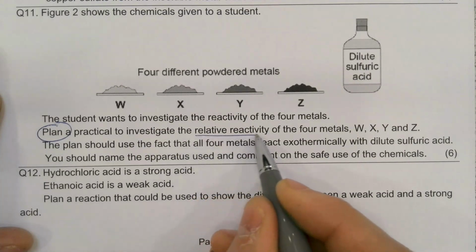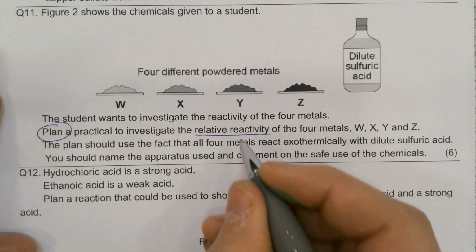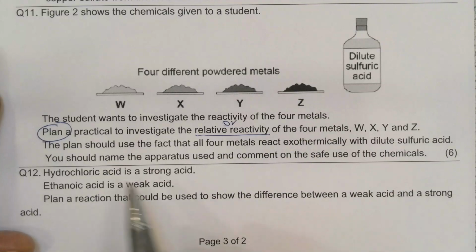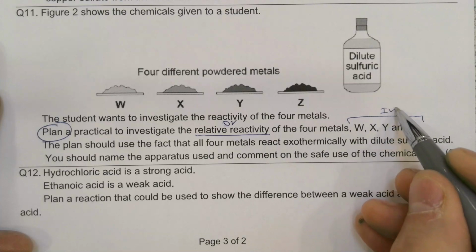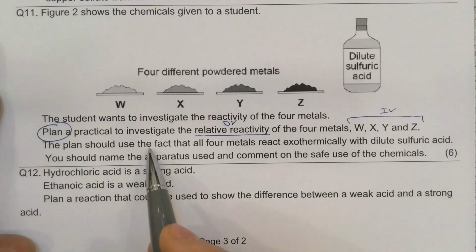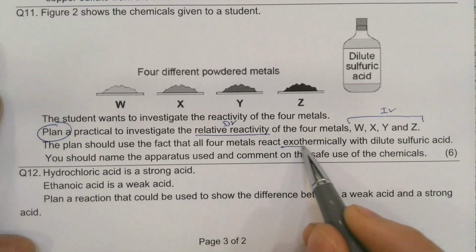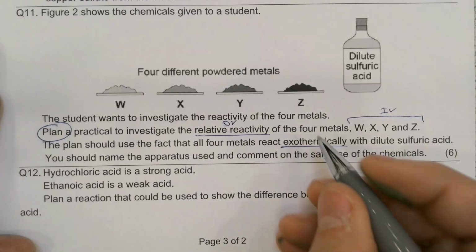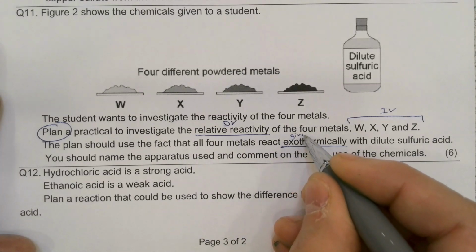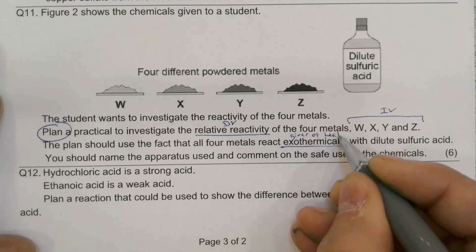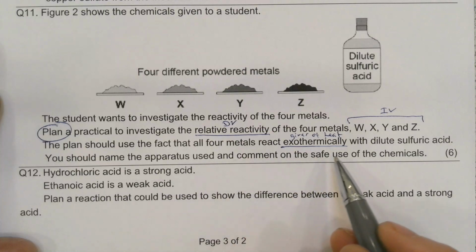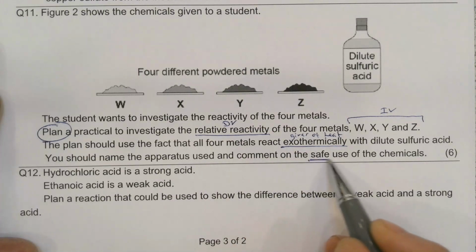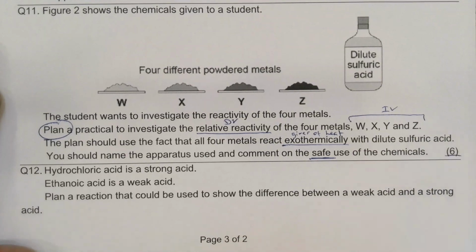So we want to find the relative reactivity. That's the thing we're going to find, that's the dependent variable. The plan should use the fact, and the 4 metals here are going to be our independent variable, the thing we change. The plan should use the fact all 4 metals react exothermically, so that means they give off heat with dilute sulfuric acid. You should name the apparatus used and comment on the safe use. So we have to talk about the safe use of the chemicals as well. 6 marks. We have to talk about certain safety stuff here.